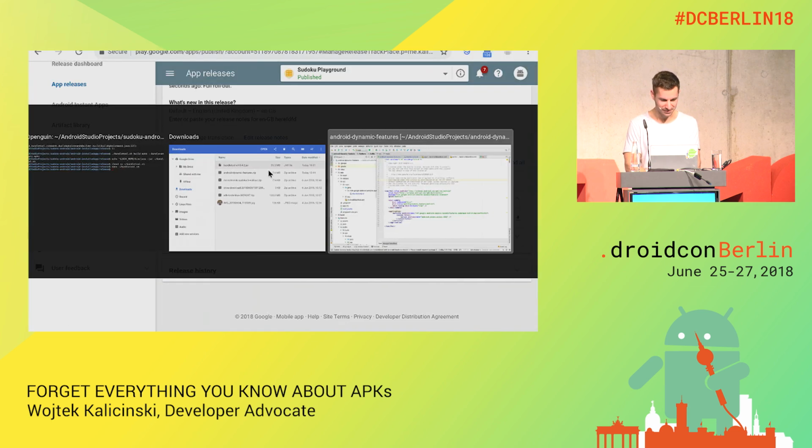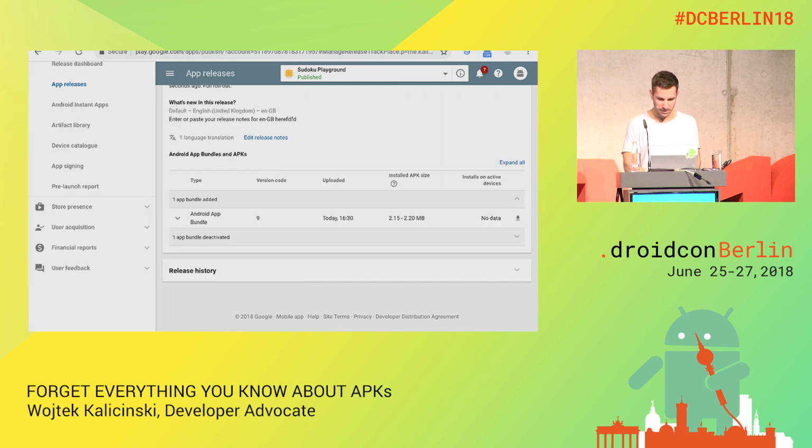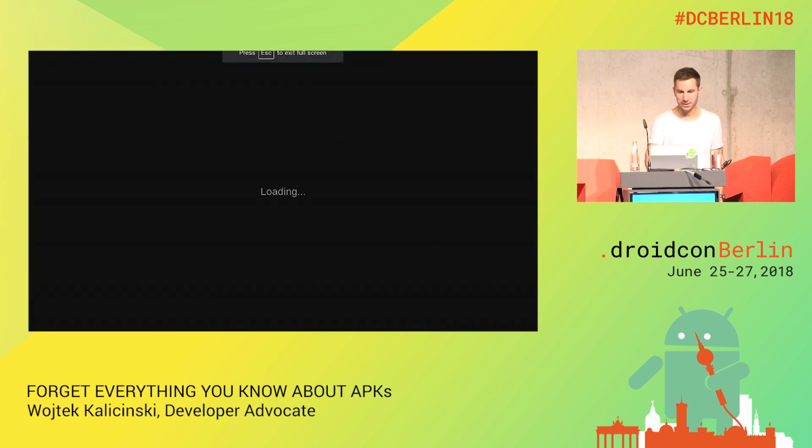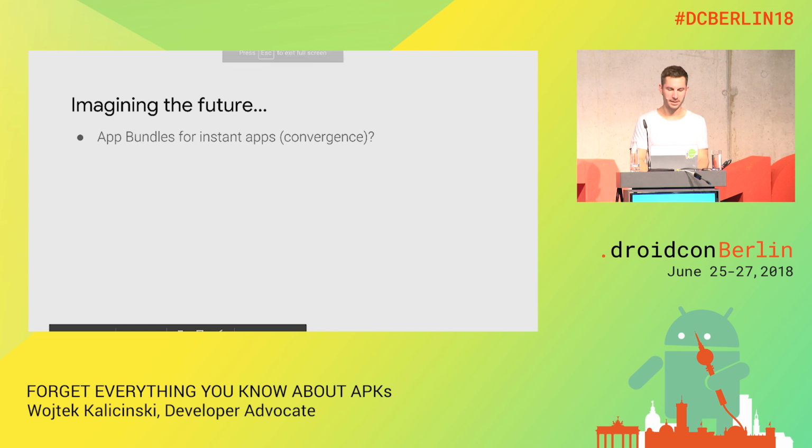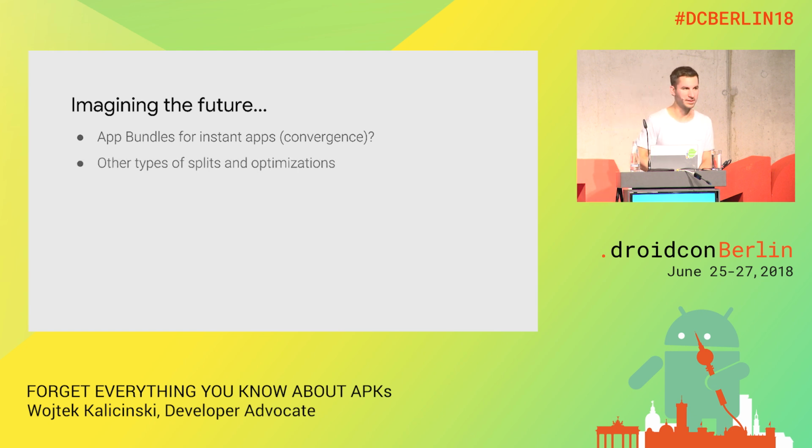Well, let's go back to the slide, and this is the finishing slide. So in the future, this is very early days for app bundles and dynamic delivery. However, in the future, we might see app bundles converge with instant apps. So we could imagine you being able to upload a single bundle that has both an instant app and your normal installable app in it. We might see other types of splits and optimizations so that not only ABI, density, and language would be supported. You could imagine having different textures for different devices supporting different OpenGL versions, and so on and so on.